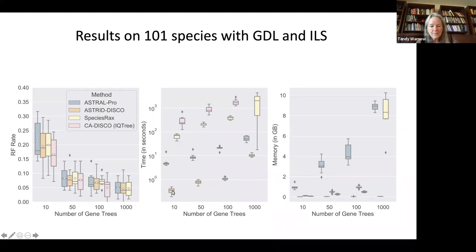What about runtime? The fastest method is AstroDisco. This is a logarithmic scale. The fastest method is AstroDisco. Concatenation disco is the slowest. And then the others are in between. Memory usage, it's fine. These are relatively low. This is gigabytes. So there's a runtime advantage to AstroDisco, and AstroDisco is tying with AstroPro.